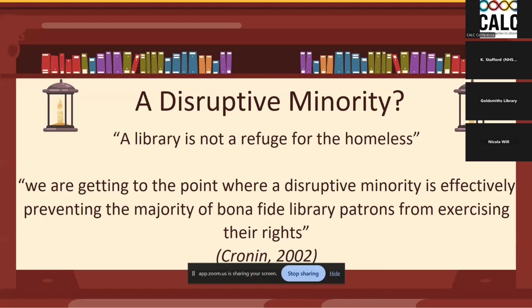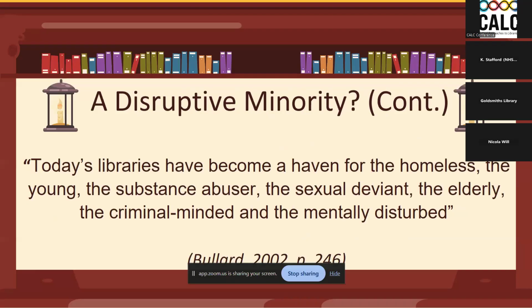In the same year, Bullard expressed concerns that today's libraries have become a haven for the homeless, the young, the substance abuser, the sexual deviant, the elderly, the criminal-minded, and the mentally disturbed, which is quite a cavalcade. And the equation of homeless users with sexual deviance suggests a particularly low opinion of these users. You have to wonder what the elderly and the young did to deserve to be lumped in with this particular group. But there you are.